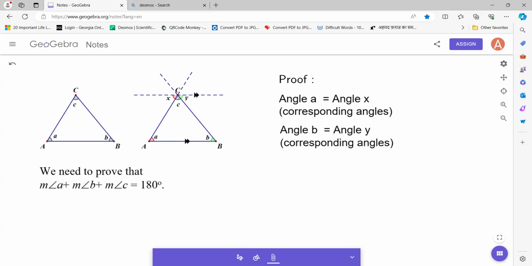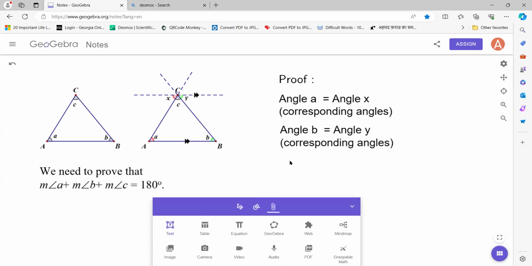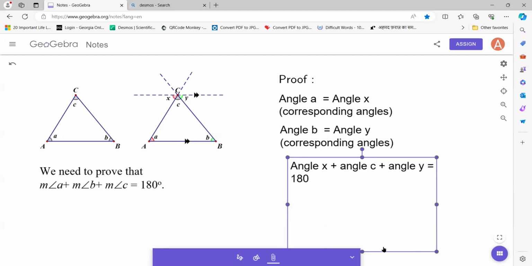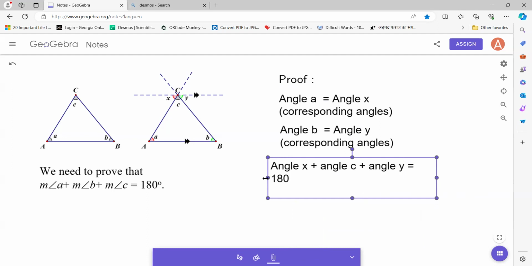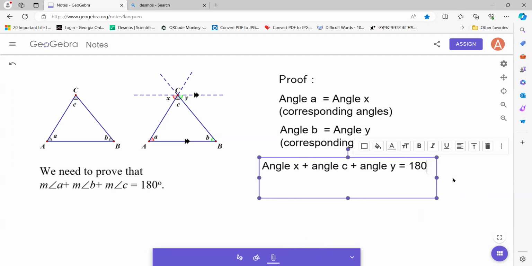Let's write angle. It doesn't hurt. I don't have an angle symbol here. Angle X plus angle C plus angle Y is equal to 180 because they are on a straight line. You can't say a linear pair, but you can say they form a straight line. They are on a straight line.